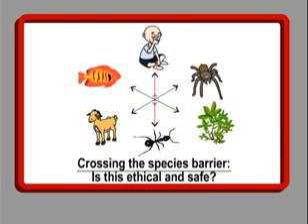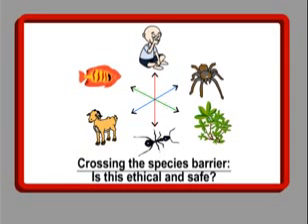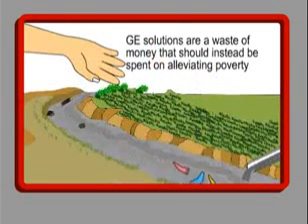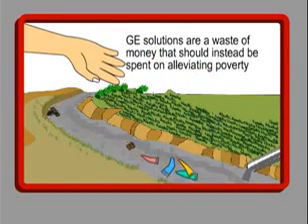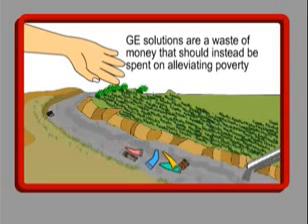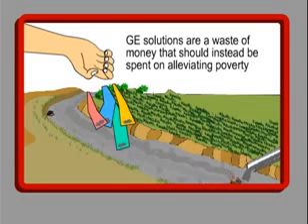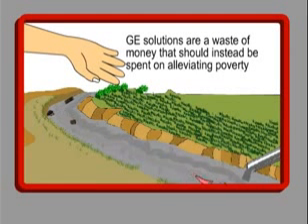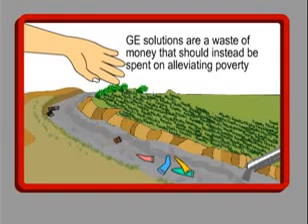Inserting human genes into plants, like in the case of farmer rice, is crossing the species barrier. This has serious moral, ethical, religious, health, and scientific implications. In fact, these so-called GE solutions are totally unnecessary and a waste of good money better spent on more effective and worthy solutions like alleviating poverty.